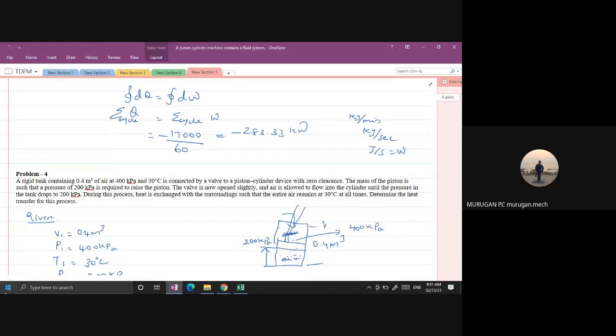During this process, heat is exchanged with the surroundings such that the entire air remains at 30 degrees Celsius at all times. Determine the heat transfer for this process. Okay.